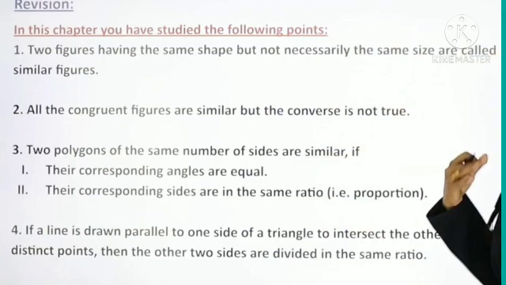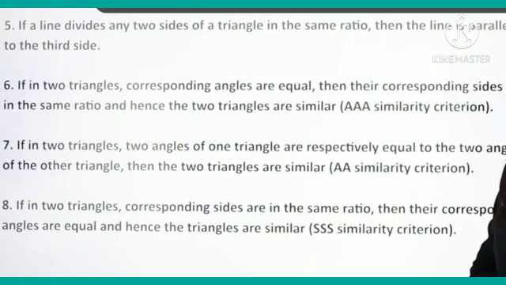Number 4, if a line is drawn parallel to one side of a triangle to intersect the other two sides at distinct points, then the other two sides are divided in the same ratio. Also we studied, if a line divides any two sides of a triangle in the same ratio, then the line is parallel to the third side. If in two triangles corresponding angles are equal, then their corresponding sides are in the same ratio and hence the two triangles are similar, that is the AAA similarity criterion.